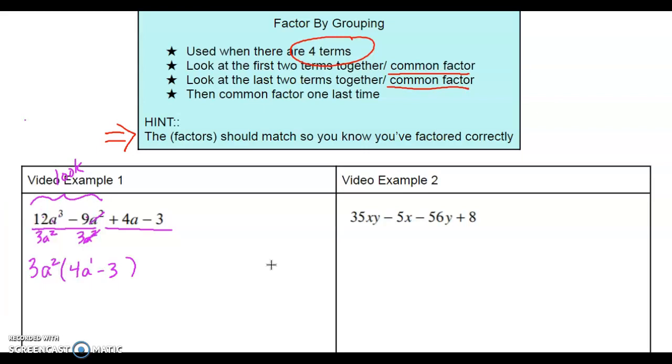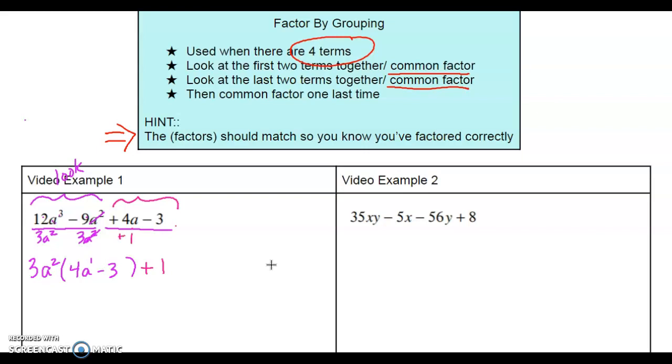Now that that's done, I want to look at the next 2 terms right here. And I want to say, well, what do they have in common? Well, 4 and 3 don't have anything in common, and this has an a, but this doesn't. So they don't have anything in common. But we need to write something. Well, everything can be divided by positive 1.